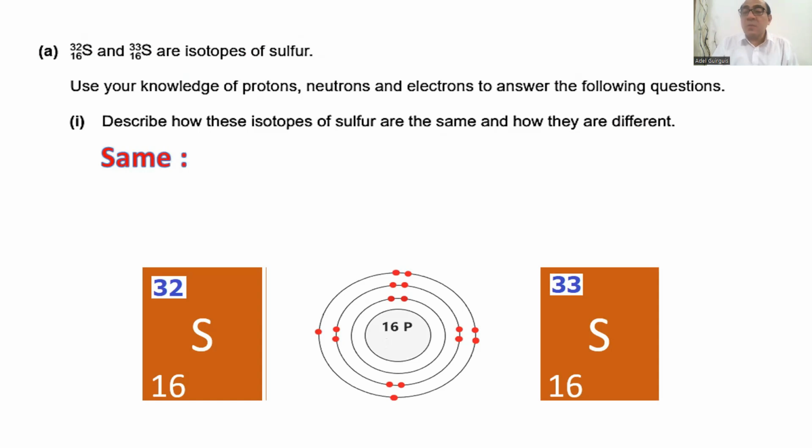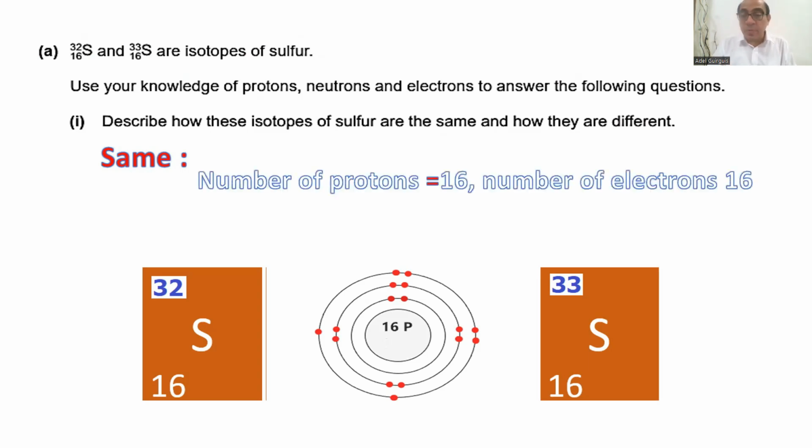What about the second similarity? They are also similar in the outermost shell: 6 electrons in both. The number of protons equals 16, the total number of electrons equals 16, and the outermost shell has 6 electrons in both. What about the differences between these two isotopes?